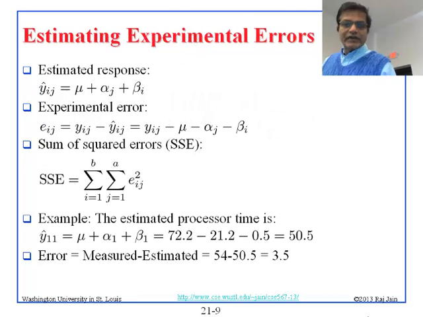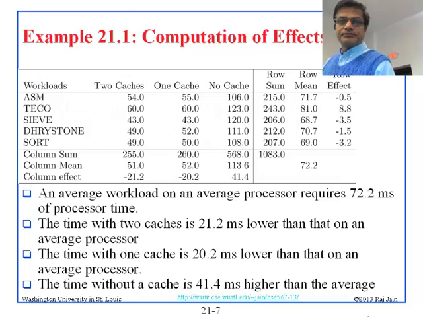So the predicted value is simply mu plus alpha j plus beta i, which is simply this plus this effect plus this effect. So instead of 54, your prediction would be 72 minus 0.5 minus 21.2, right? That would be your prediction, and when you subtract that from 54, you get the error.